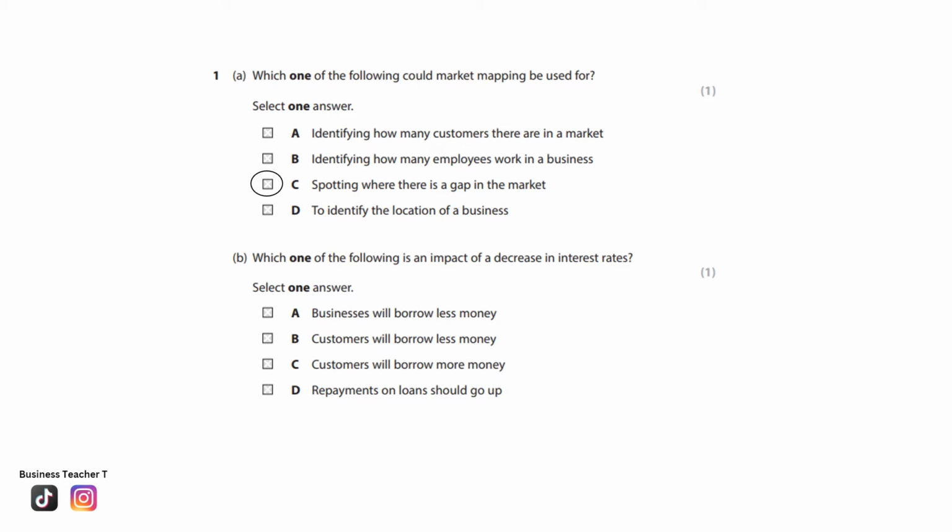Which one of the following is an impact of a decrease in interest rates? Select one answer. A. Businesses will borrow less money. B. Customers will borrow less money. C. Customers will borrow more money. Or D. Repayments on loans should go up. And the answer is C. Customers will borrow more money.